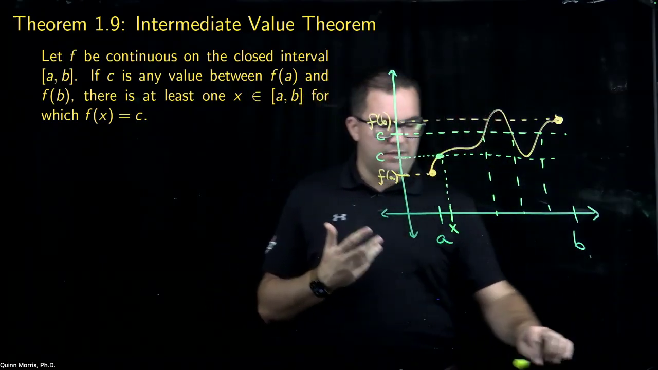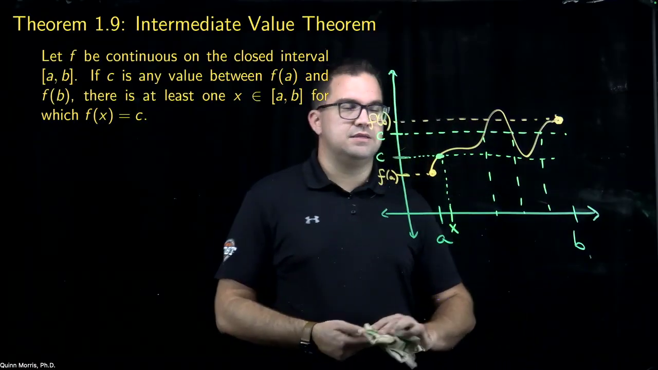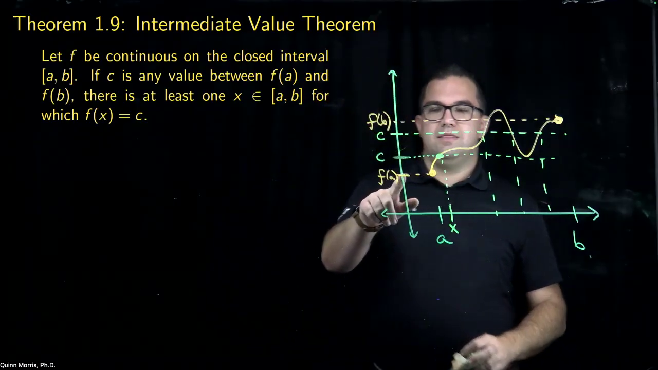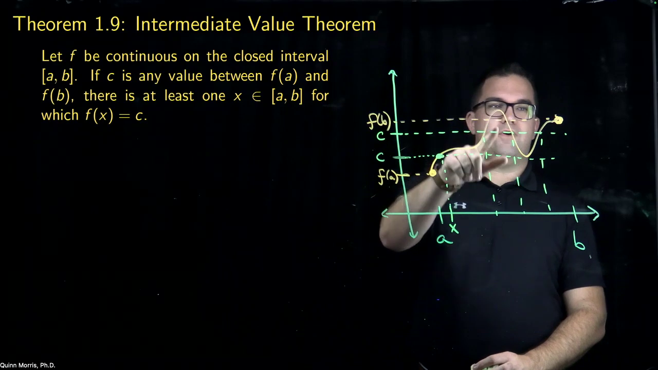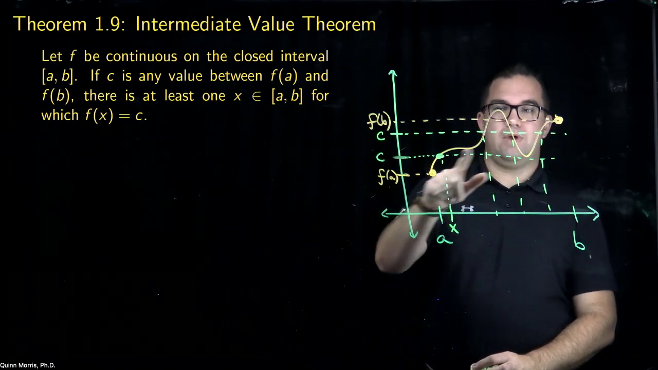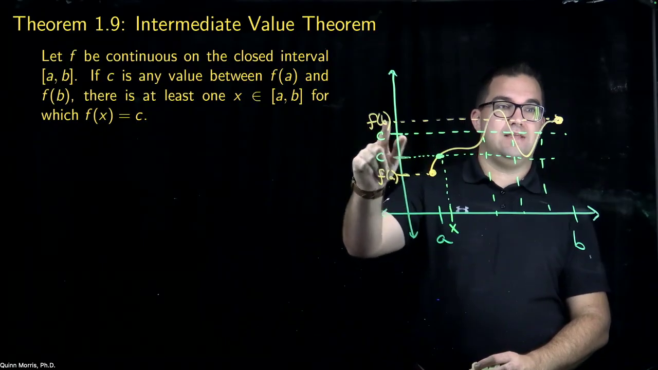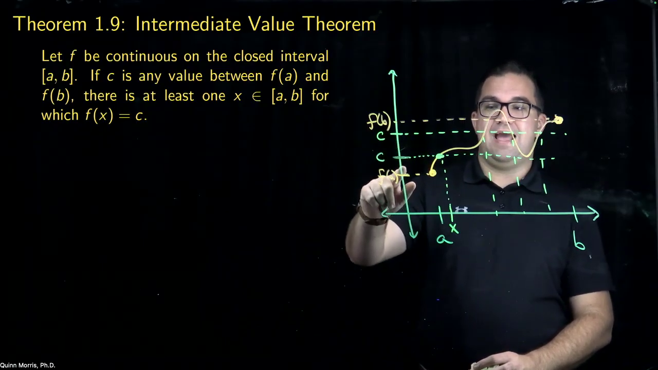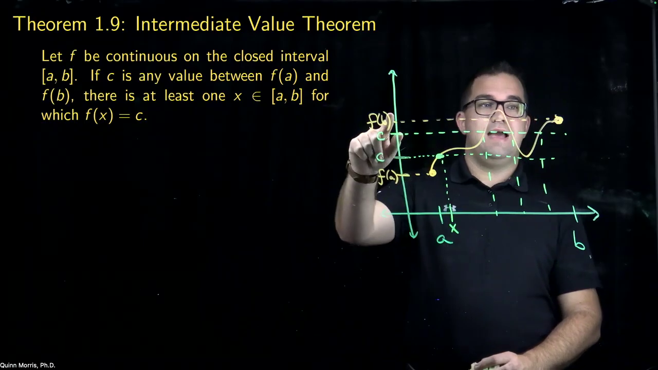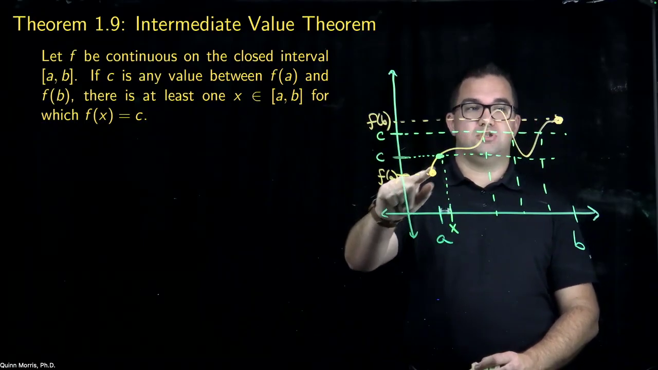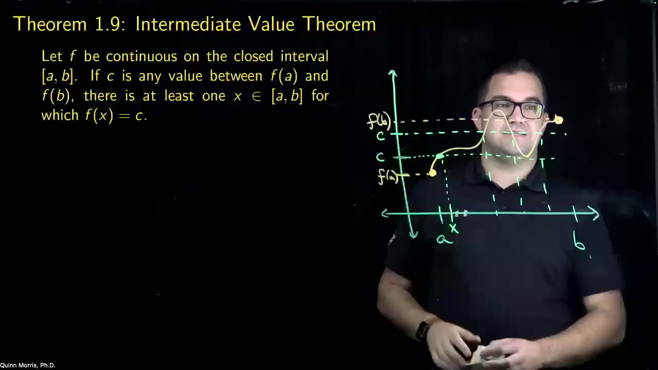Now, one way to think about the intermediate value theorem is that it really tells you that your continuous functions can't have any jumps. They can't jump over certain values in the range. So they have to actually hit every point between f(a) and f(b) if your continuous function starts at f(a) and ends at f(b).